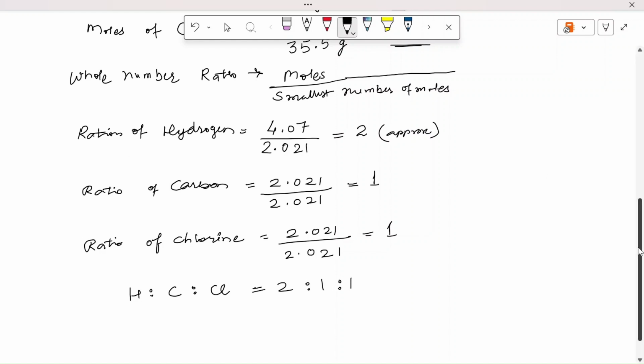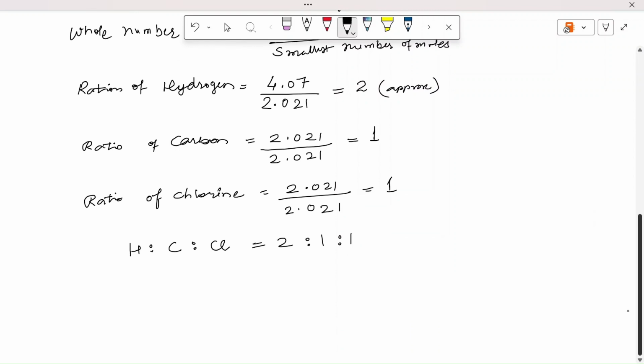So by this ratio, we can calculate the empirical formula. What we have to do is multiply the symbol of the element with its ratio. So its formula becomes H2CCl. So its empirical formula will be H2CCl.